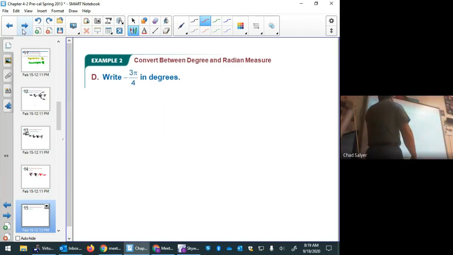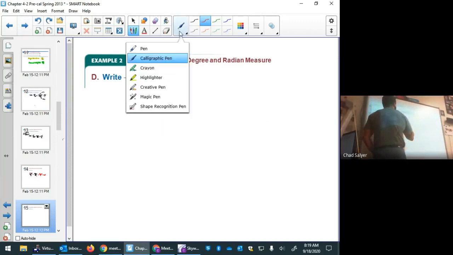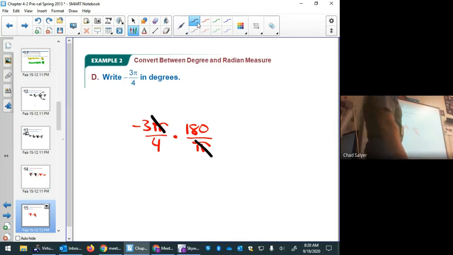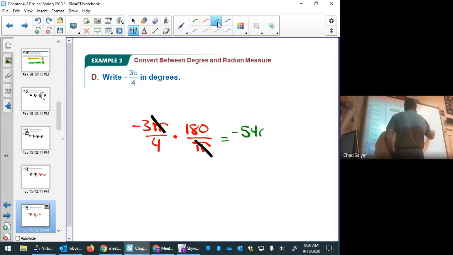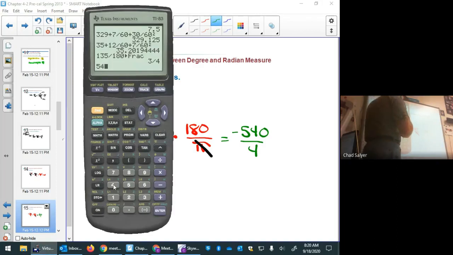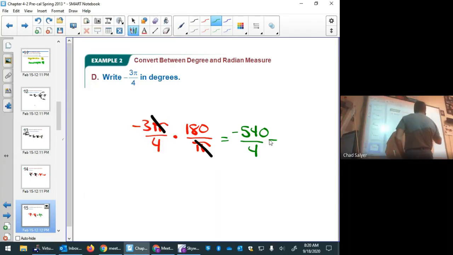I think there's one more here. Negative 3 pi over 4. Once again, we're going to change to a degree. It's currently a radian. So in order to change to a degree, I multiply by 180 over pi. Once again, conveniently, the pi's cancel. Negative 3 times 180 is negative 540, and that's going to be over 4. And 4 goes into 540 135 times. So that is negative 135 degrees.